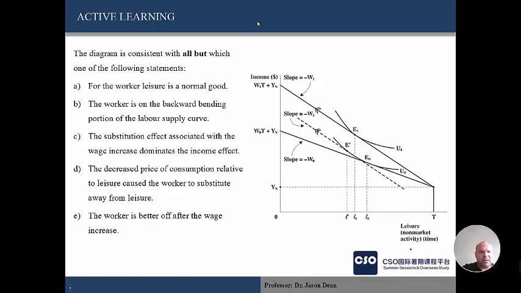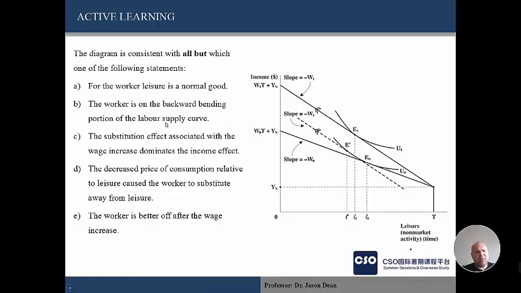Okay, so let's think about A. For the worker, leisure is a normal good. So if leisure is a normal good, that means if there's an increase in income, for example, between point E prime and E1, the consumer is facing a pure income effect, and what do they do? They take more leisure. Okay, so it's true that leisure is a normal good in this illustration.